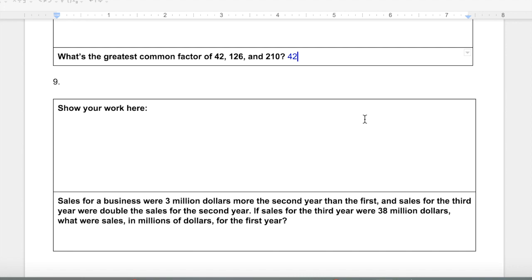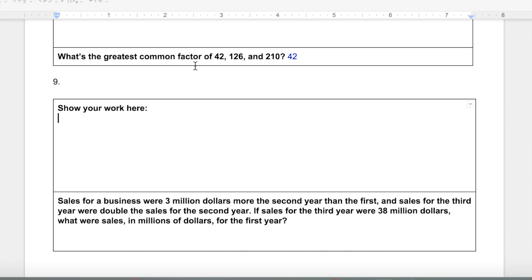Okay, number 9 is a great word problem we have. So it says, sales for a business were $3 million more the second year than the first. The sales for the third year were double the sales for the second year. If sales for the third year were $38 million, what were sales in millions of dollars for the first year?